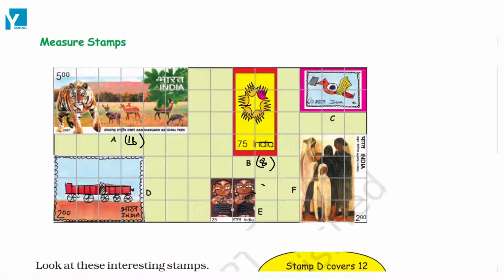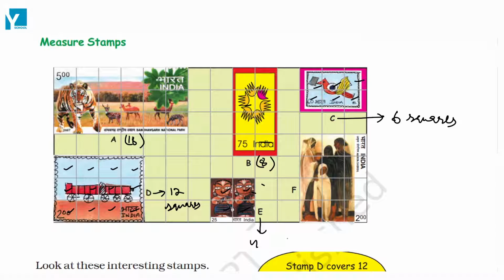We calculate for stamp C, 1, 2, 3, 4, 5, 6. So stamp C covers 6 squares. And calculate for stamp D, 1, 2, 3, 4, 5, 6, 7, 8, 9, 10, 11, 12. So stamp D covers 12 squares. And stamp E, 1, 2, 3, 4. So stamp E covers 4 squares. And stamp F is 1, 2, 3, 4, 5, 6, 7, 8, 9, 10, 11, 12. So stamp F covers 12 squares.